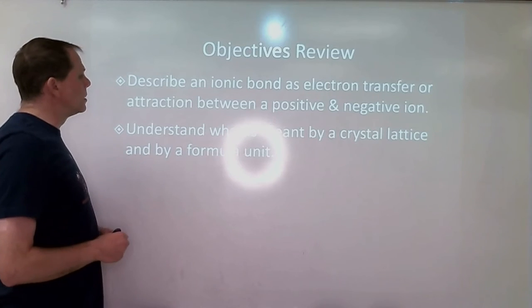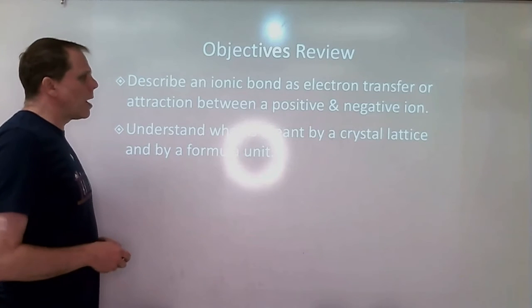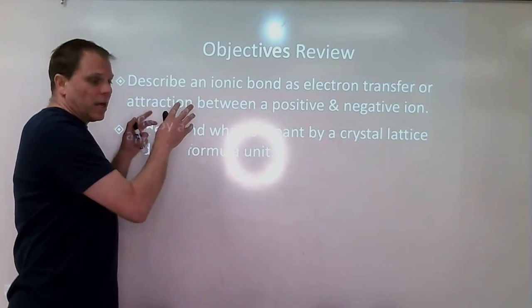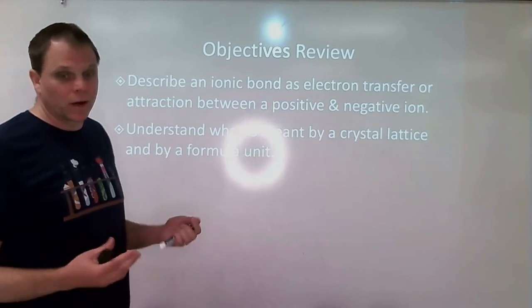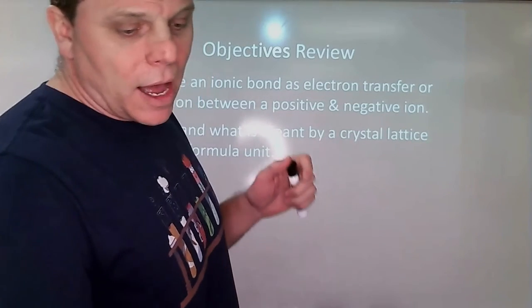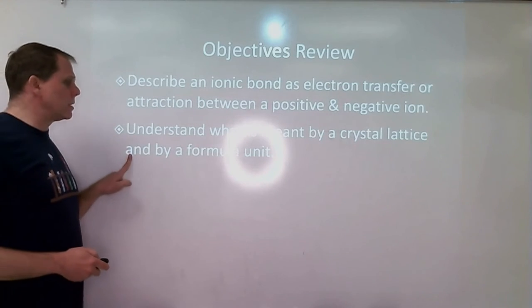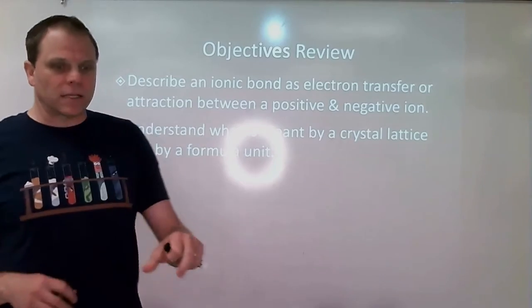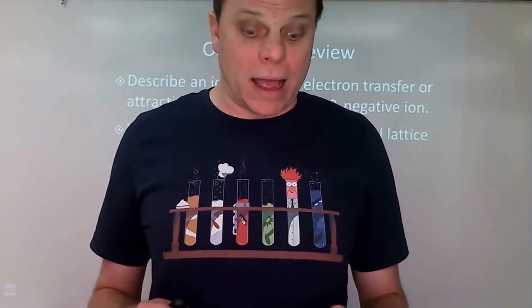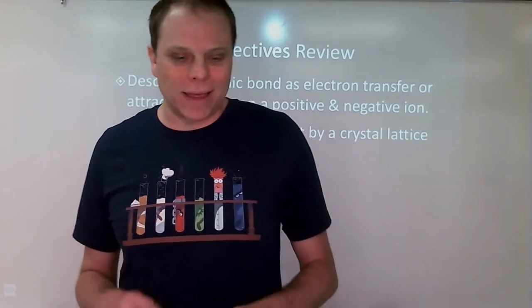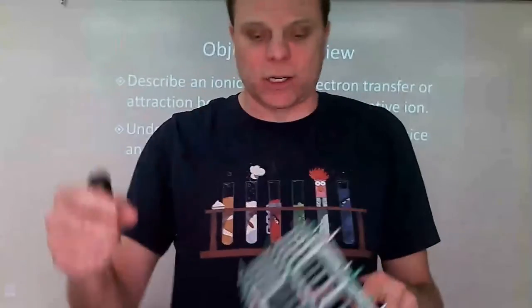Okay, so let's see if we learned what we're supposed to learn. Describe ionic bond as electron transfer, yeah? Between positive and negative ions. Goes from the atom that had the extra one and gives it to the one that didn't have enough, or wanted another one. And so that's a positive ion that's left over and a negative ion that's left over. What is meant by crystal lattice and by formula unit? Crystal lattice is that structure of interconnected network of ionic components, right? The ions. And a formula unit is the ratio I have within that structure, right?